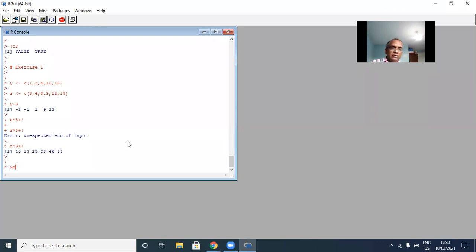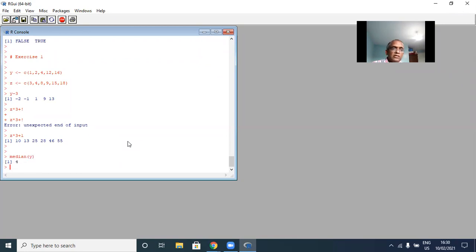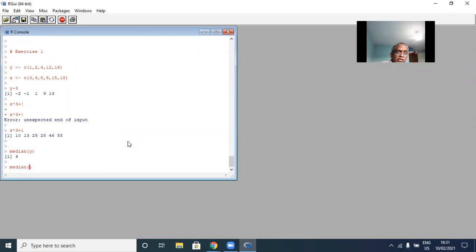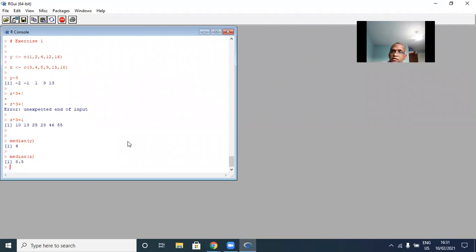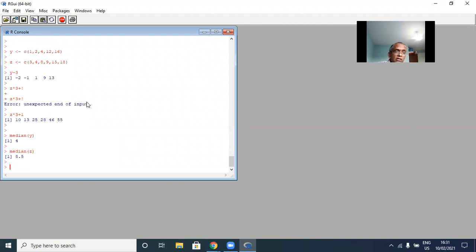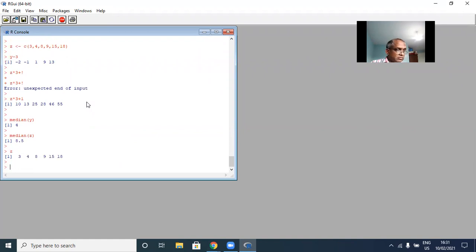The median of y is 4. So remember, the median is the middle value in y. Okay, so if you arrange the data from the smallest to the largest, median is the middle number. And the median of Z is 8.5.